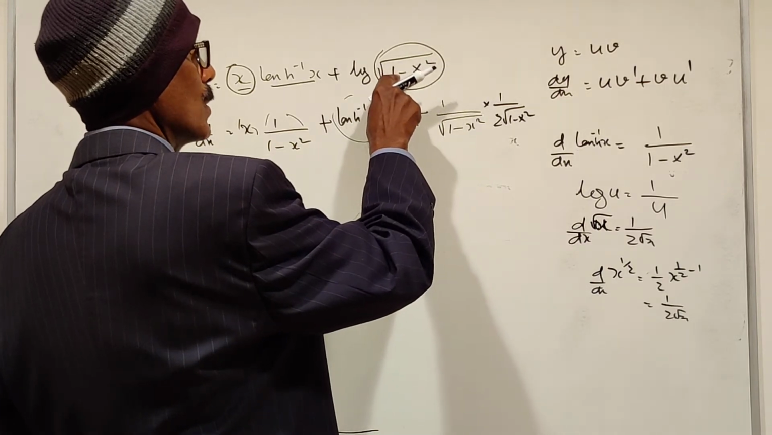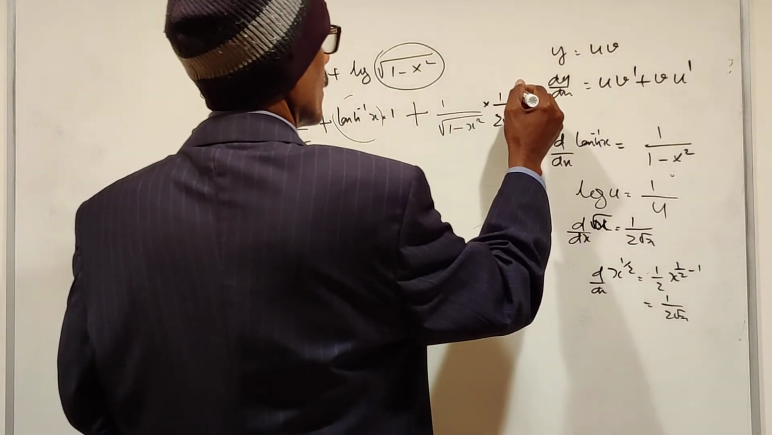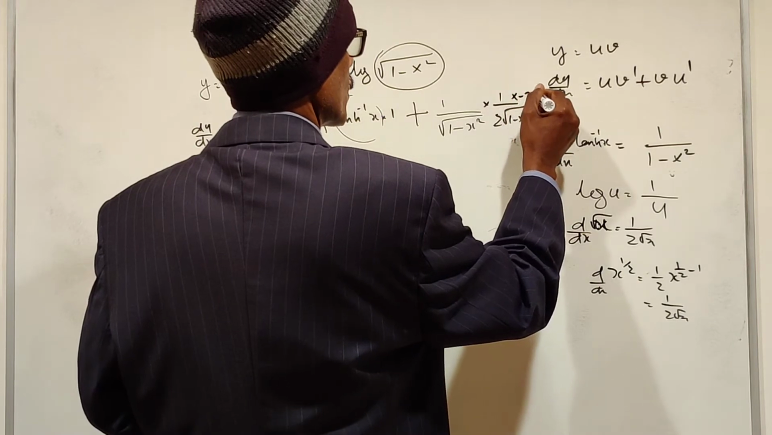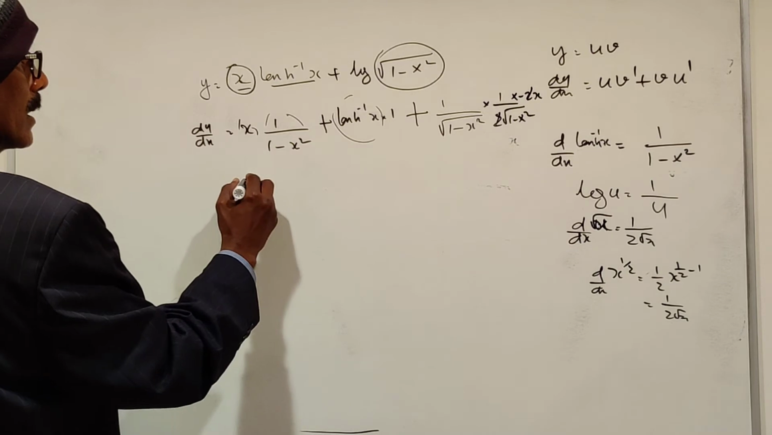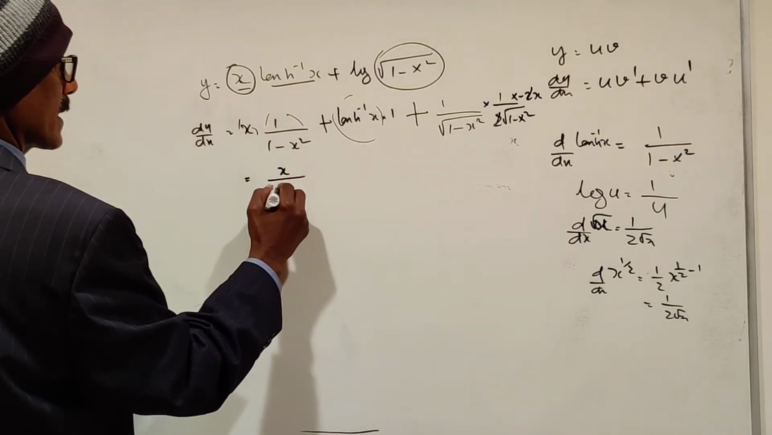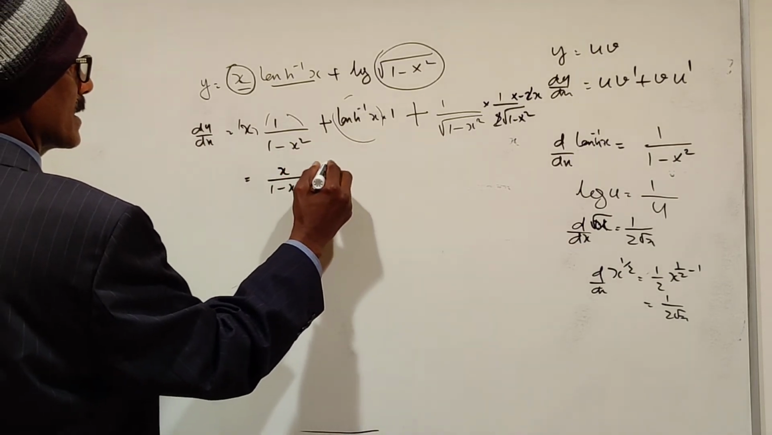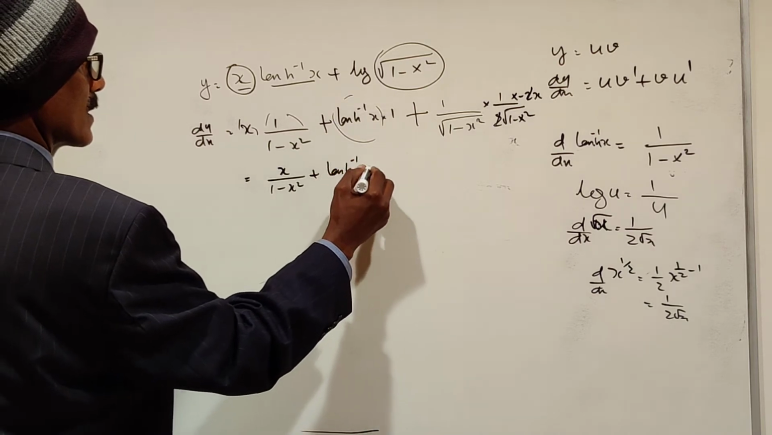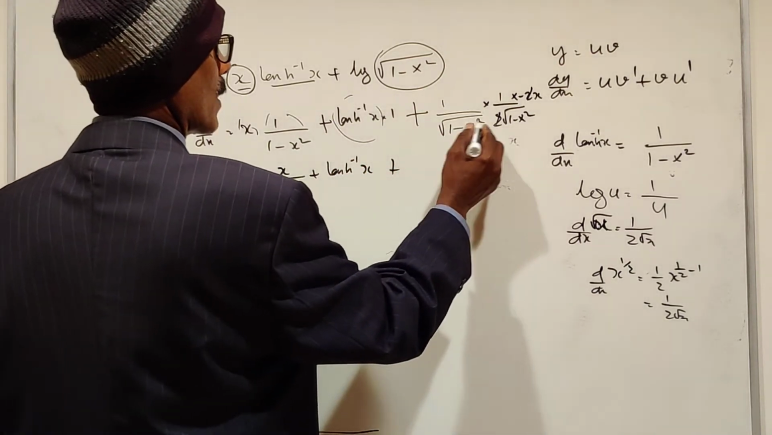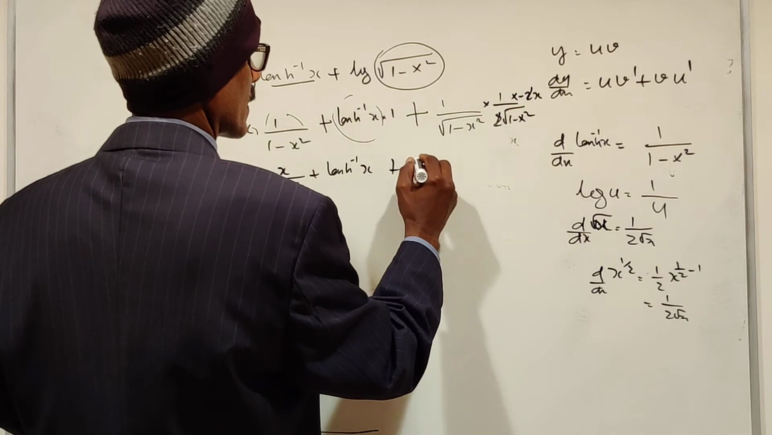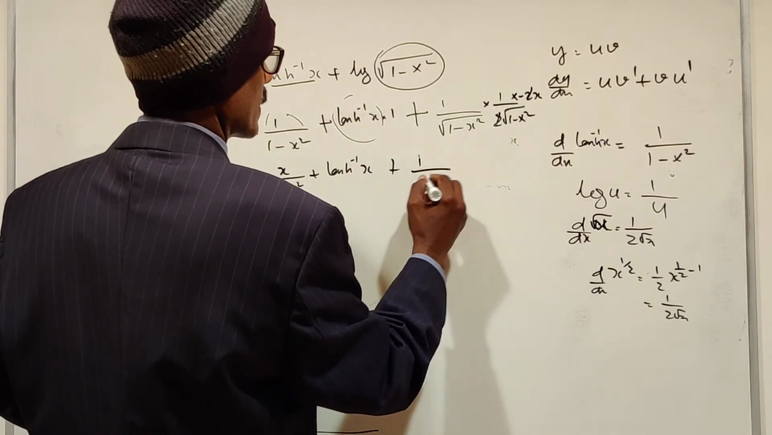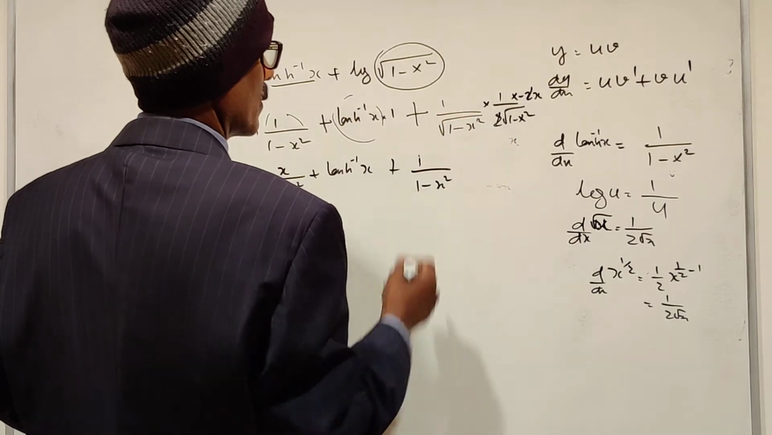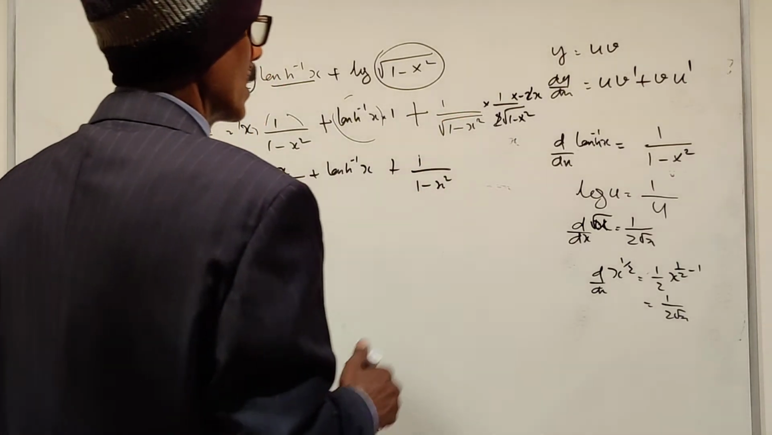Derivative of 1 is 0, minus 2x into minus 2x. The 2s cancel out. Okay, so x by 1 minus x square plus tanh inverse x plus c. Square root of 1 minus x square into square root of 1 minus x square is what? 1 minus x square. We don't need to write the square root.